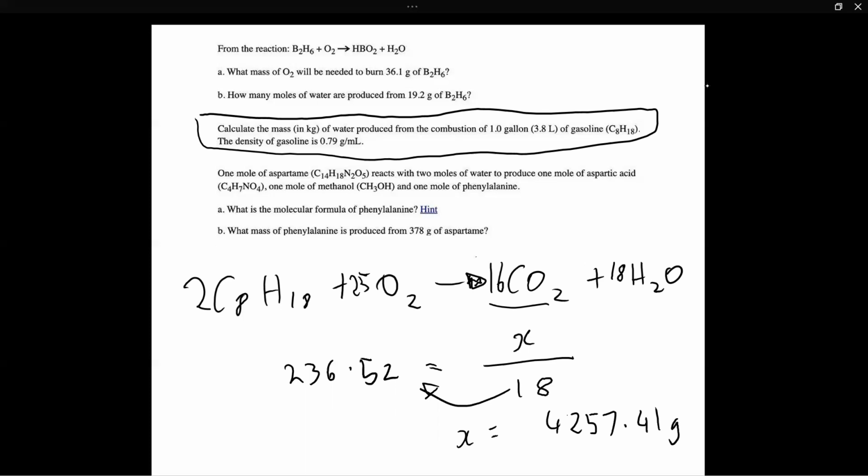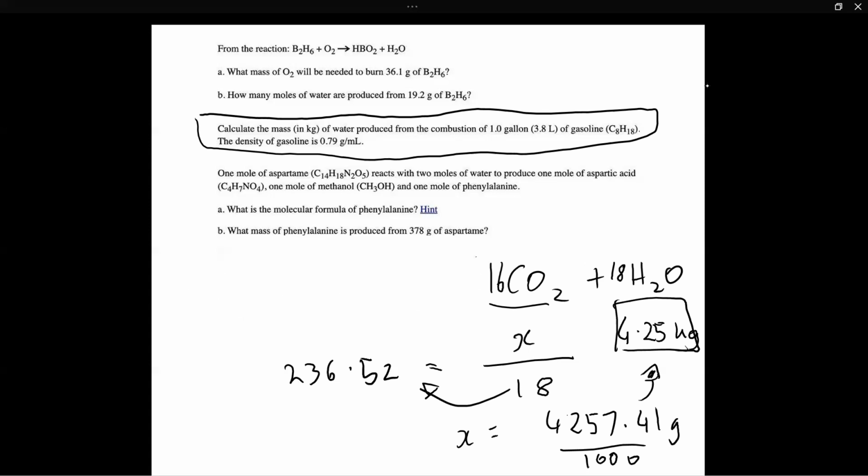But they've asked us the mass in kilograms, so just divide this by 1,000, and your answer is 4.25 kilograms approximately. So that is the answer for the second question. Now, let's move on to the last section.